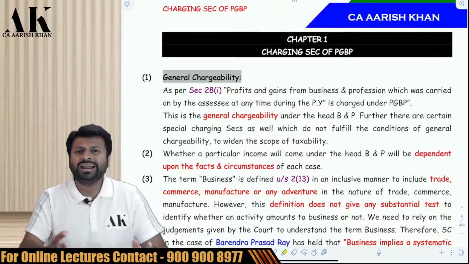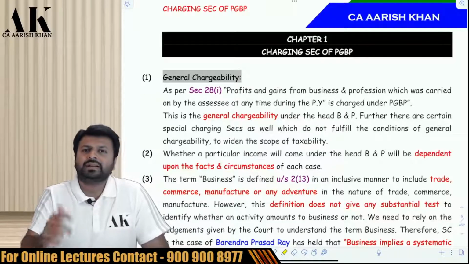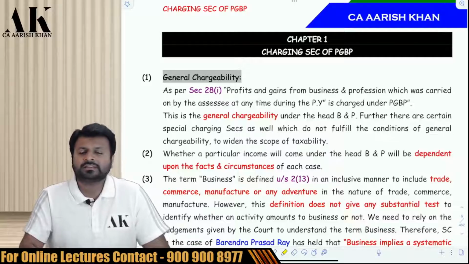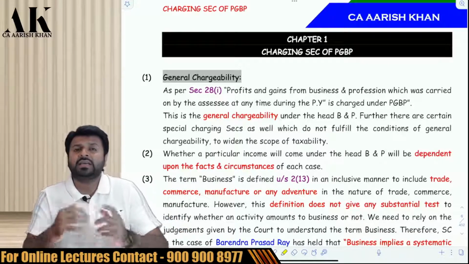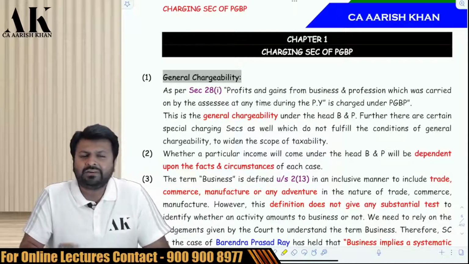This definition tells us business implies some systematic and organized activity where you apply your labor, that is your employees' hard work, and where you employ your skill, that is your mind. To do what? Why does a businessman do a business? To earn profits. The profit element is an important element. Application of labor and skill is an important element. Systematic application is an important element. This is a far better definition as compared to what the government of India has given in section 2 clause 13.